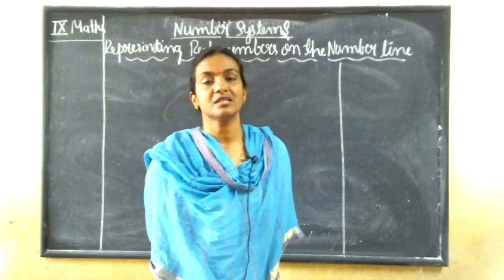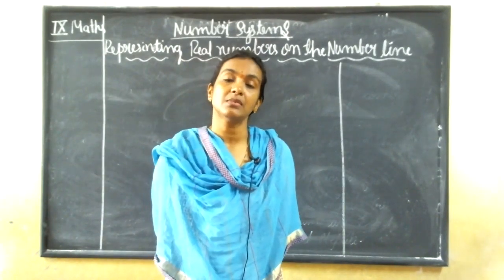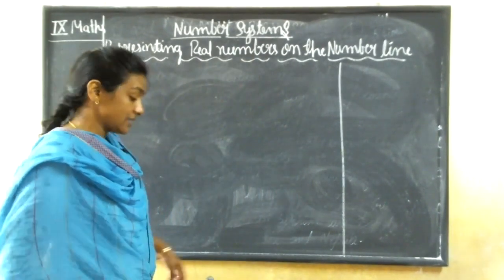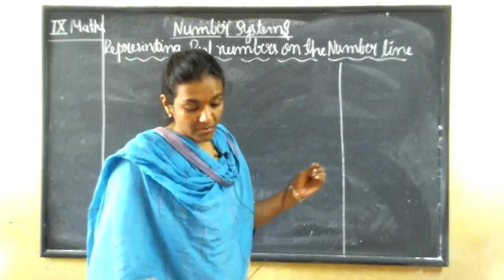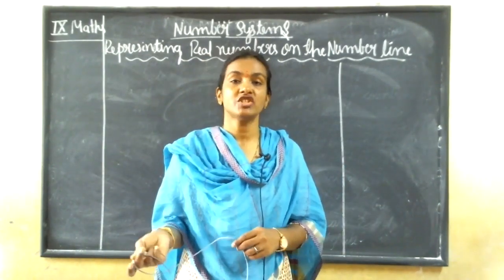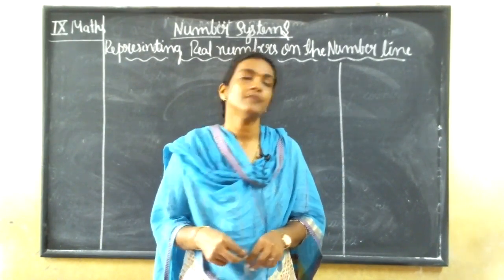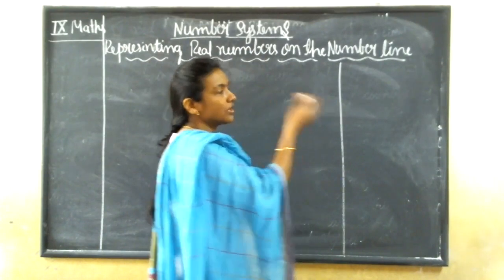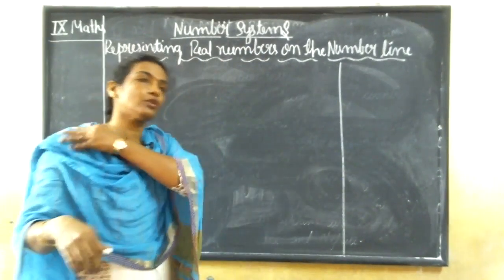We are going to discuss representing real numbers on the number line. Real number means what here? It includes rational and irrational numbers, right? So here, before I go for this, let me explain how you are going to do this.